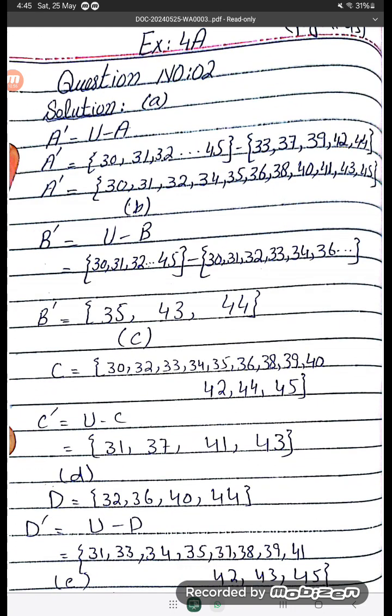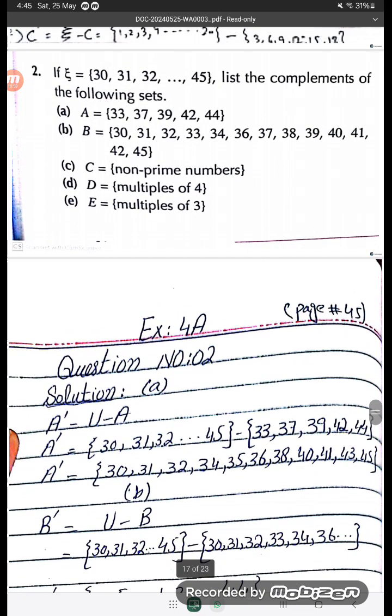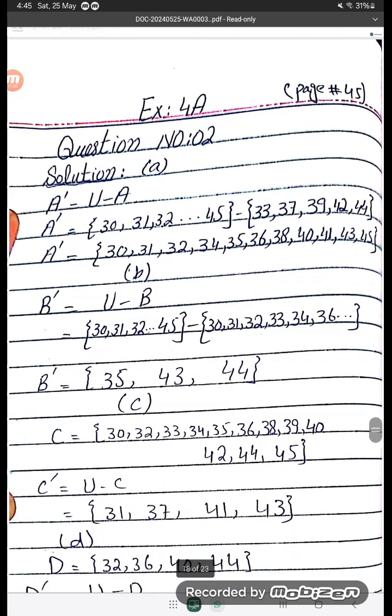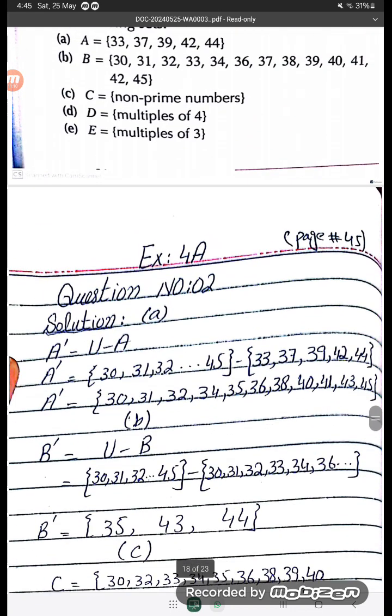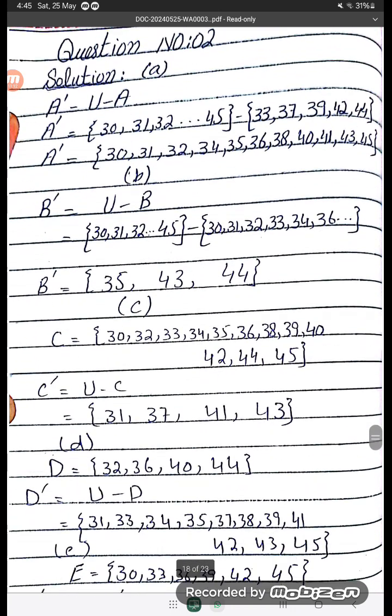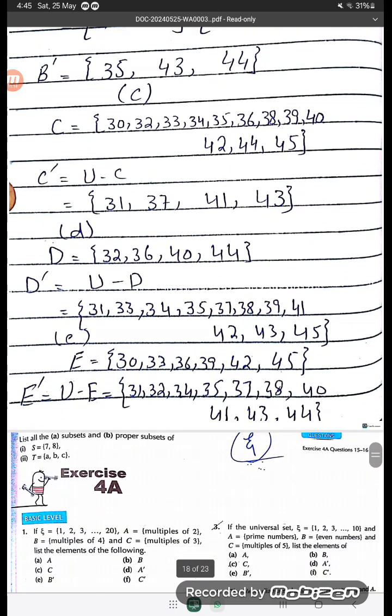C is the set of non-prime numbers, which are numbers that have more than two factors. 30, 32 and 45 are non-prime numbers. C complement is equal to U minus C.